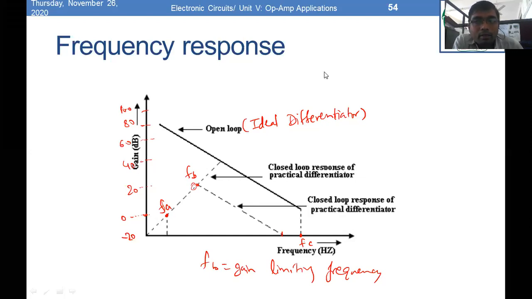There is a scope of asking numericals on both topics, the differentiator and the integrator. As for applications, the integrator is used in the ADC, and the differentiator is used in the high pass filter or PID controller. Also, we use differentiators in some wave shaping circuits. In the next lecture, I will take the instrumentation amplifier as well as some numericals on the integrator and differentiator.